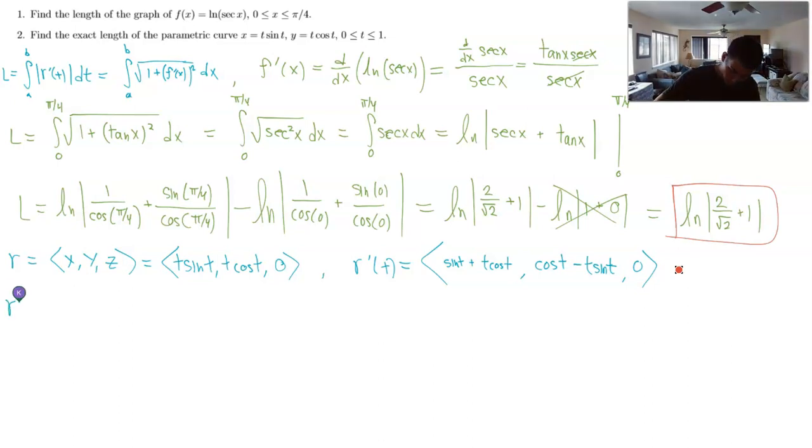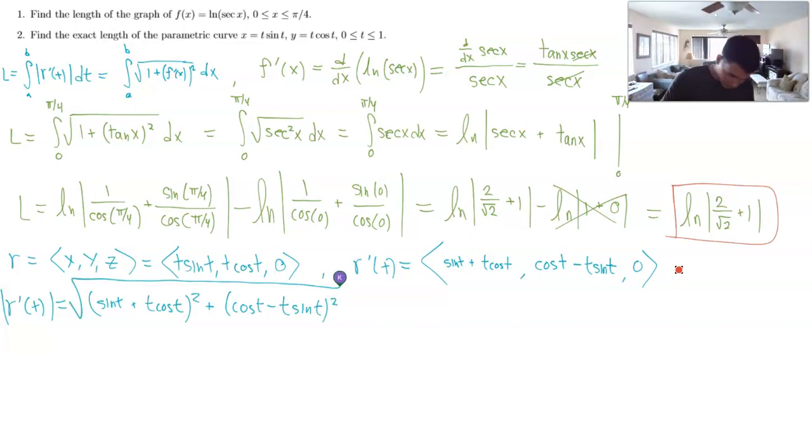So if it's only 2 dimensions, just write 2 dimensions. Well, we need to find the norm of r prime of t. That means sine t plus t cosine t, squared, plus cosine t minus t sine t, squared. Don't forget your other t in there. Square rooted, that's how you take the norm of something. Or in other words, an absolute value, right? We just want to find the length of this vector. That's what we're going to do here.